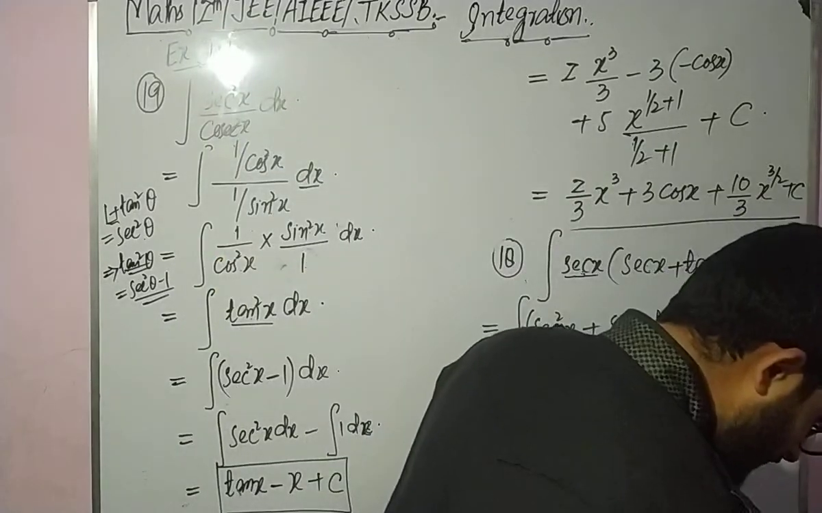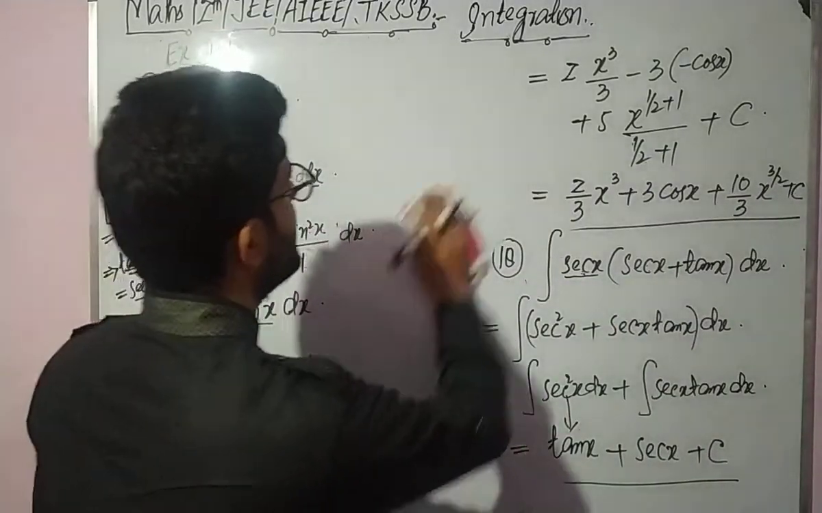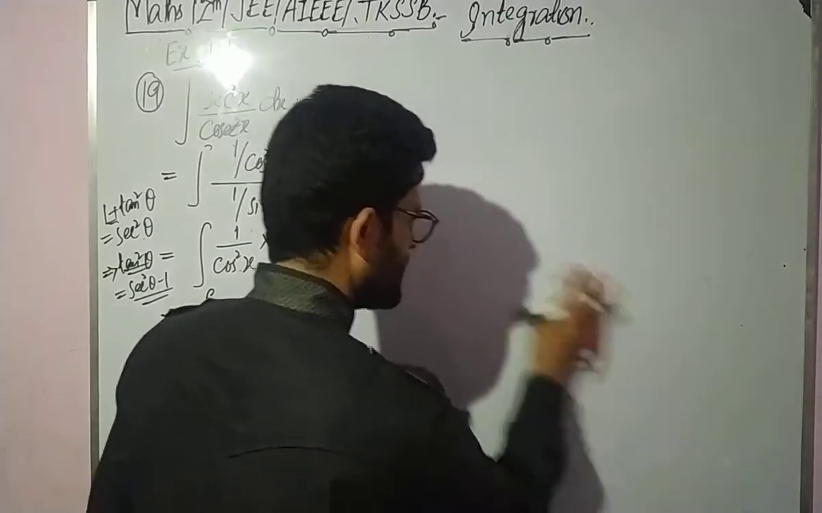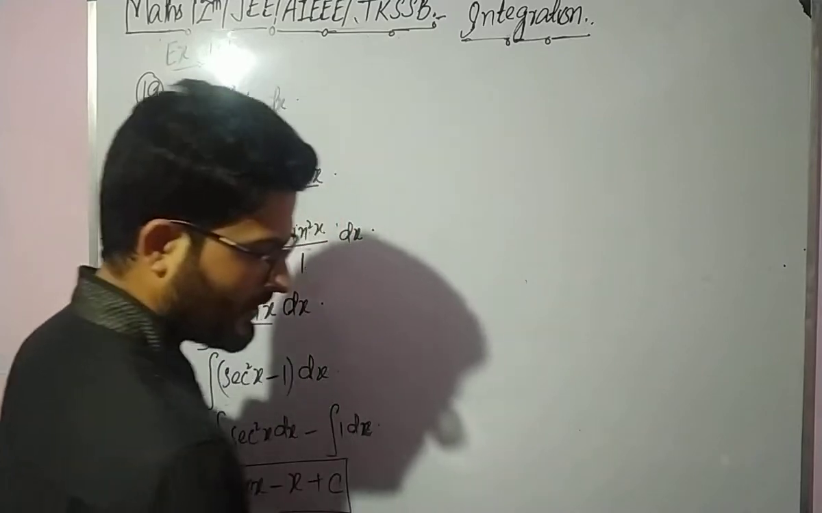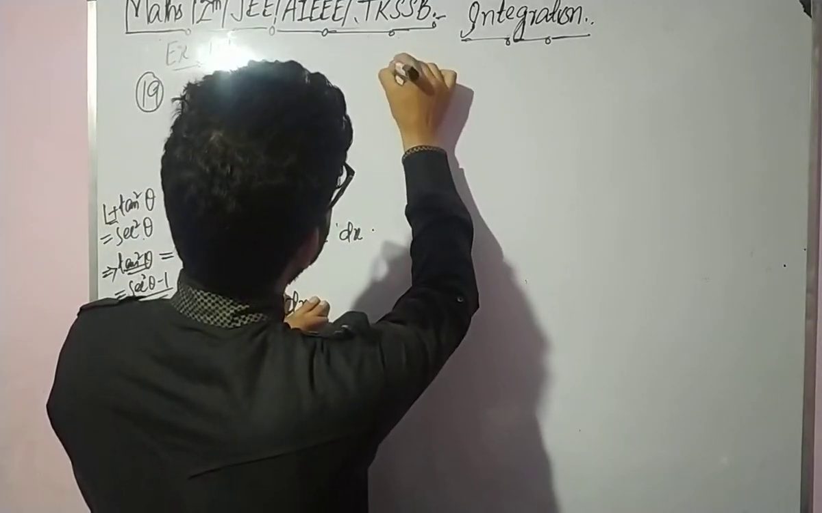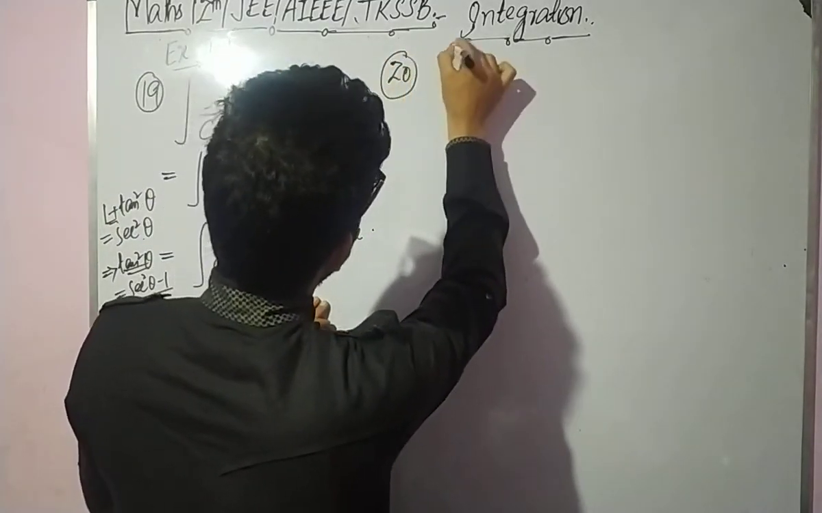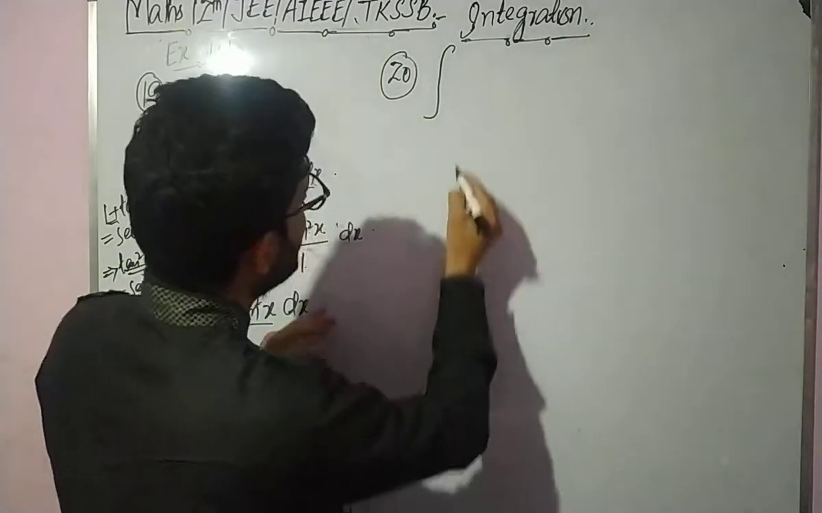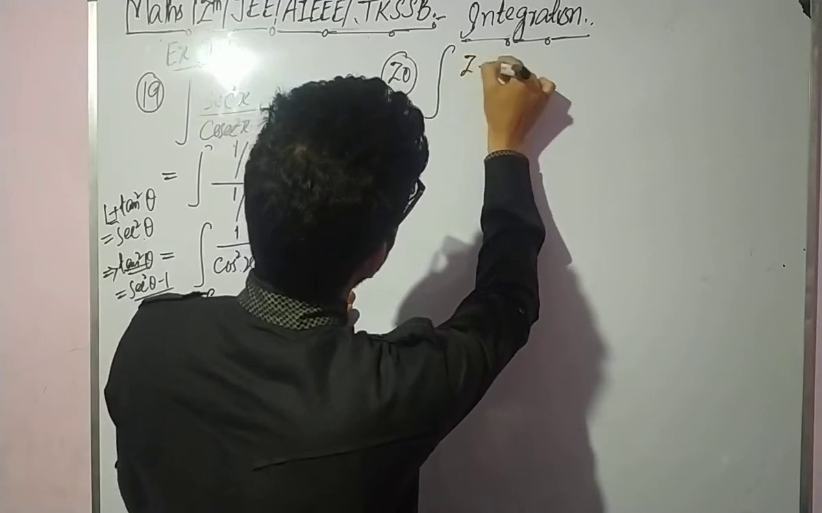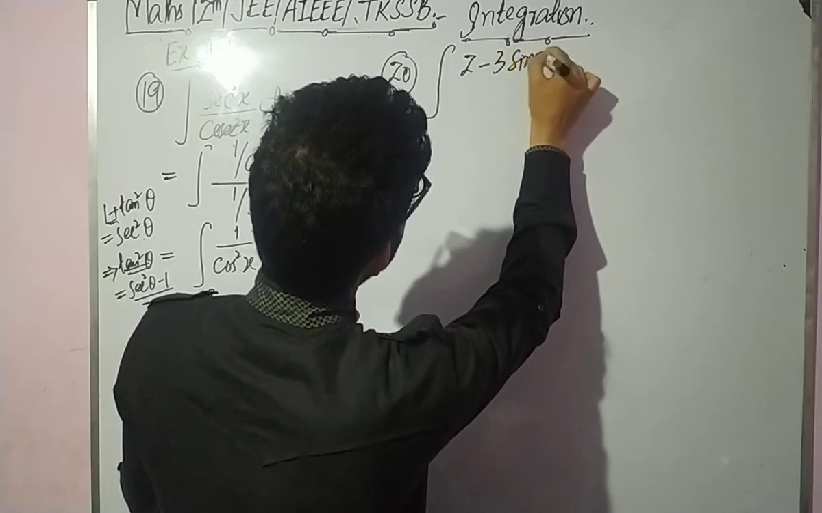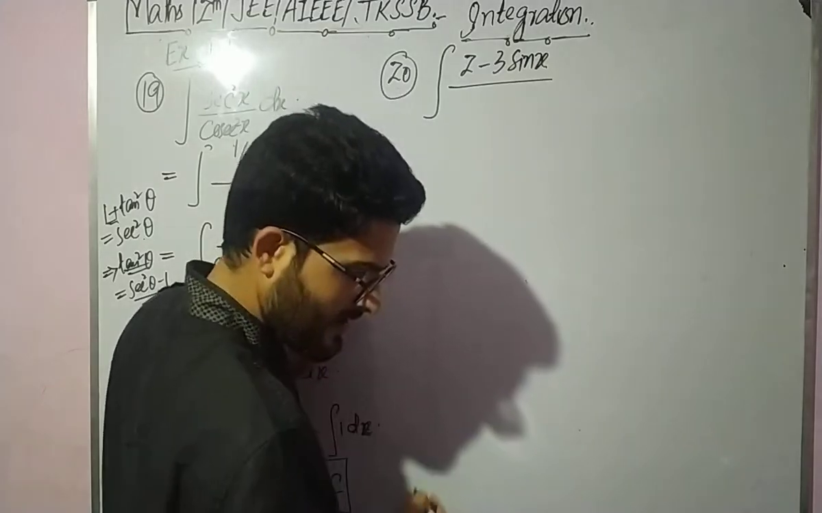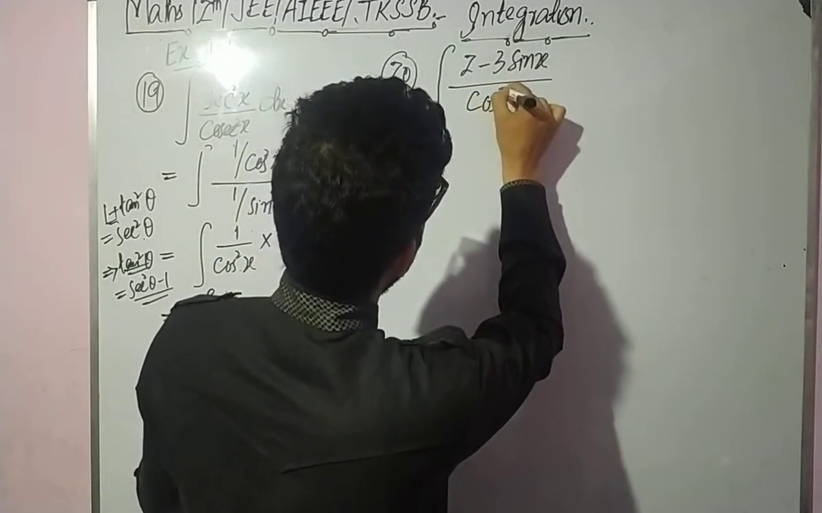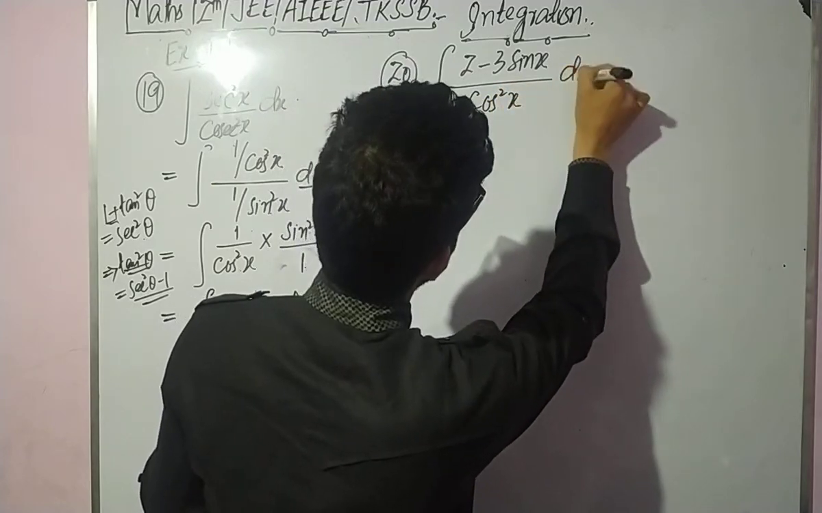Now we will move on to the next question, and that is question number 20 of the same exercise. And question number 20 is all about integration of 2 minus 3 sine x divided by cos square x dx.